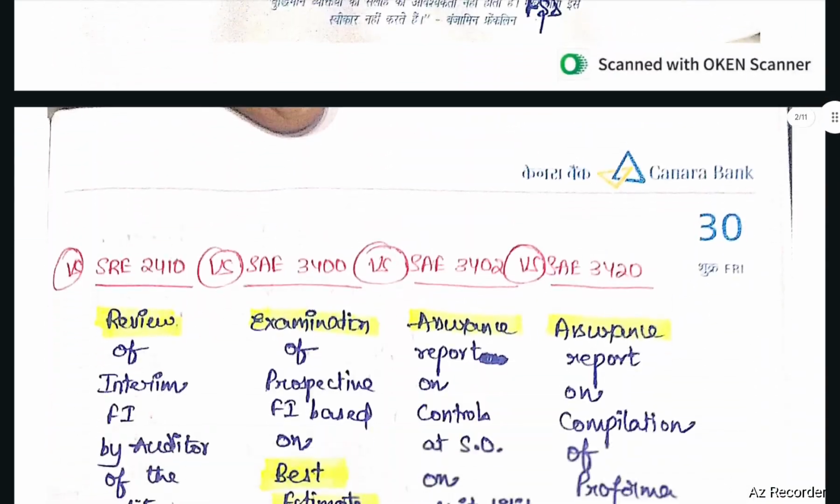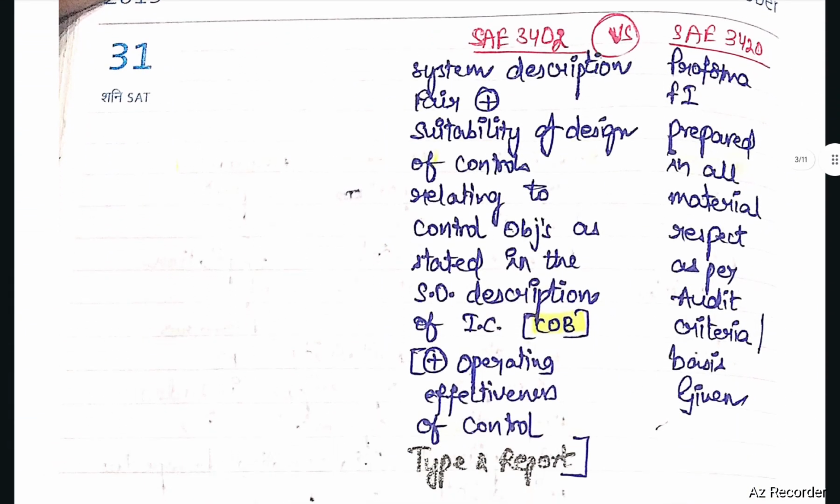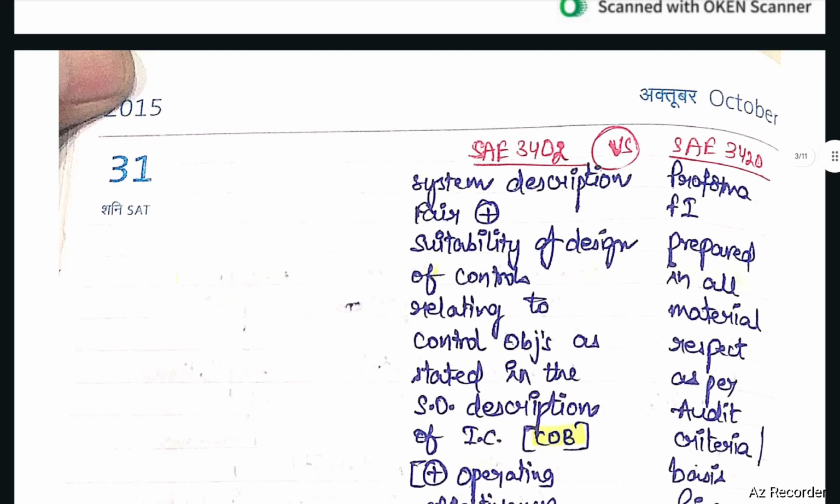Suitability criteria regarding system description, fair presentation and suitability of the design of the controls relating to the control objectives as stated in the service organization's description of internal controls, that is, as per control objectives of the business. Plus, in case of Type 2 report, we will discuss operating effectiveness of the controls.